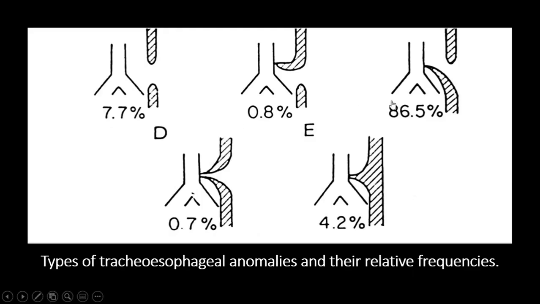The main congenital anomalies, including atresia and fistula, can appear in different settings. One of them is the commonest one, about 86.5%, composed of upper esophageal atresia, atretic cord, with lower tracheoesophageal fistula. This is the most common.